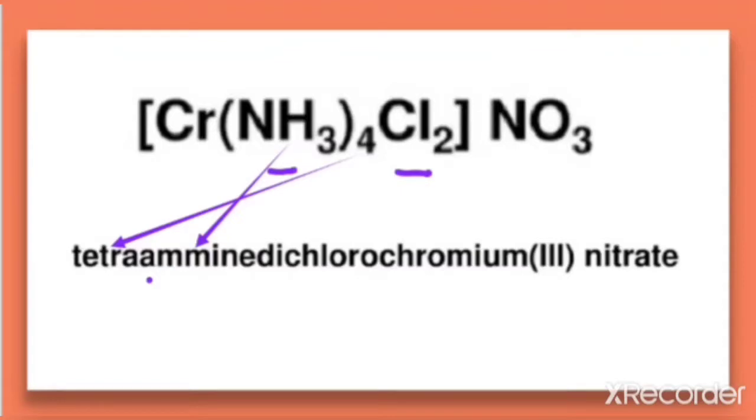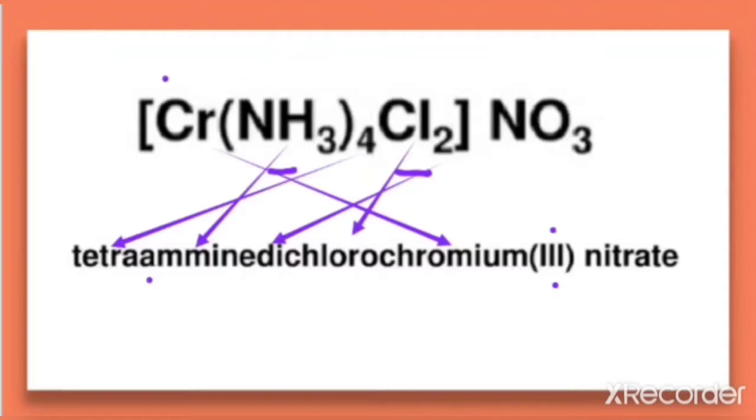Then we have to name the second ligand, that is Cl. How many Cl are there? 2, so we use the prefix di, then chloro. Cl is named as chloro or chlorido. After naming the ligands, we name the central metal ion, that is Cr here. The name of Cr is chromium. And what is the oxidation state? When you find it out by using the x method, it is 3, so it is written as Roman numeral III.